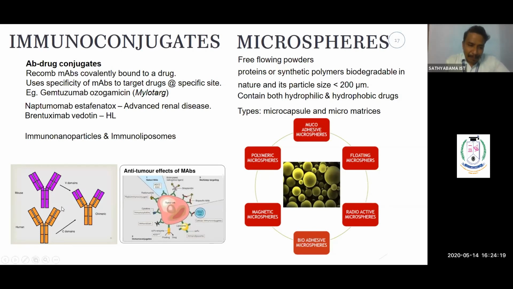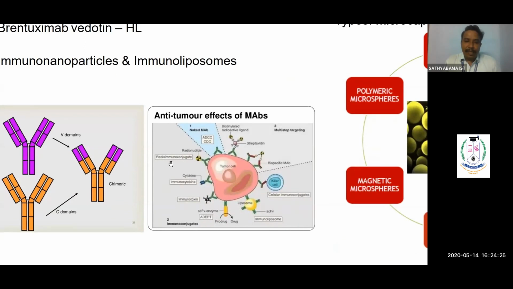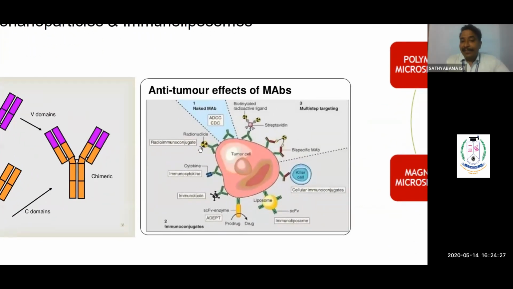But this FC part is comparatively free, so that we can add a lot of different components to it. You can see that we can radiolabel it, we can add a cytokine, we can enable an immunotoxin.